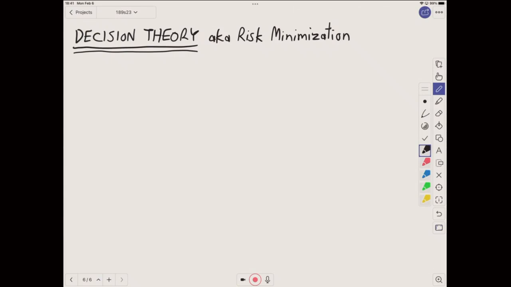Welcome back, everybody. Today I'm going to talk about a style of classifier that's very different from support vector machines. The classifiers that we will cover for the next couple of weeks are based on probability and using statistical distributions.